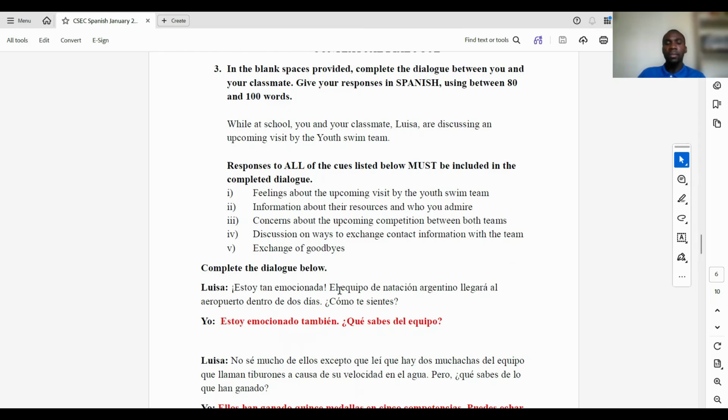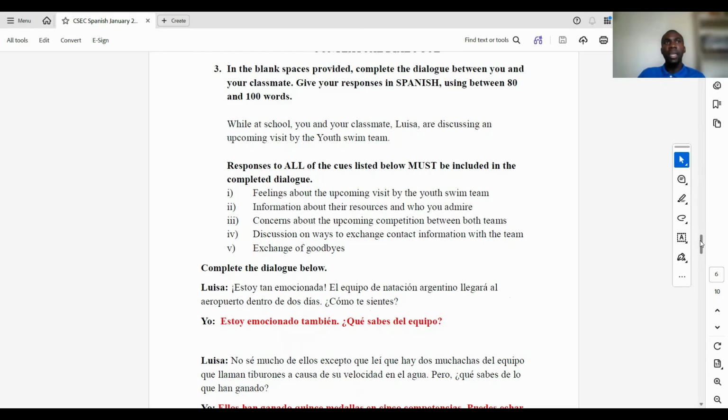Okay, so Luisa, estoy tan emocionada. El equipo de natación argentino llegará al aeropuerto dentro de 2 días. ¿Cómo te sientes? So what does this state? I'm very excited. The national Argentine swimming team will arrive at the airport within 2 days. How do you feel? Right?